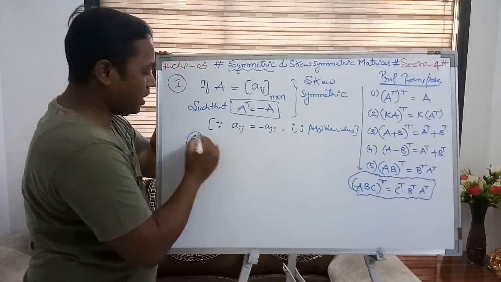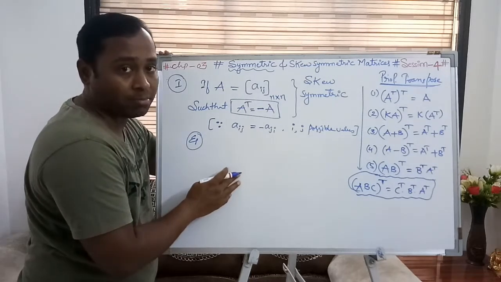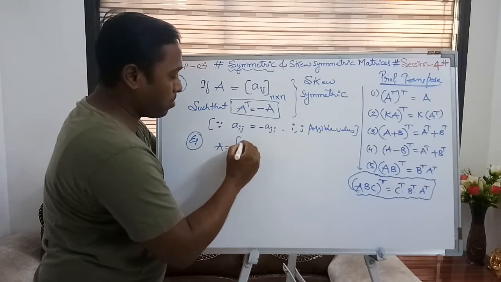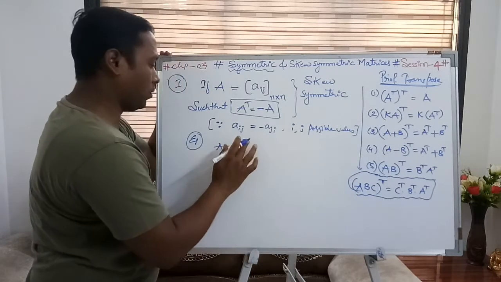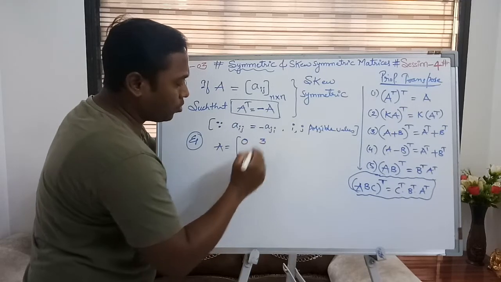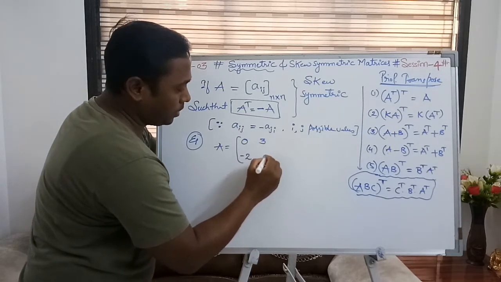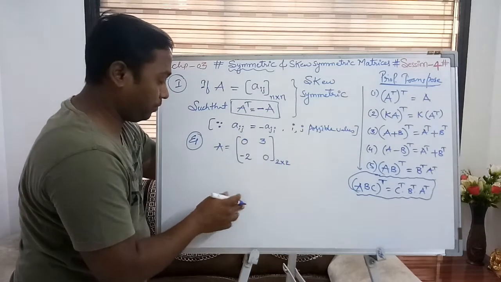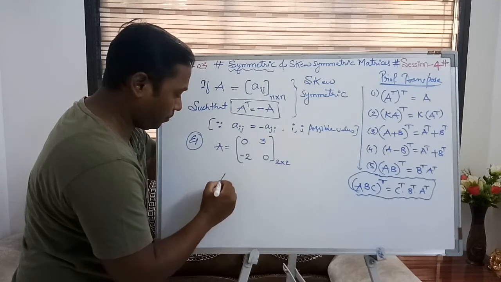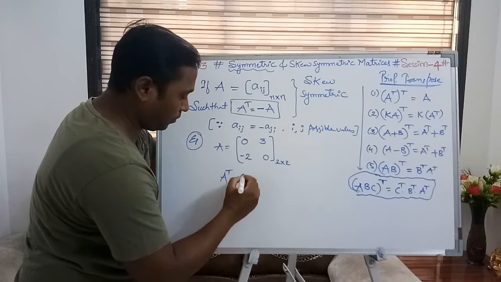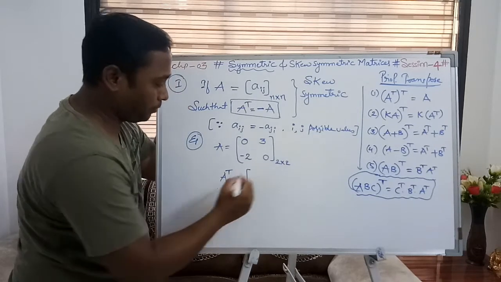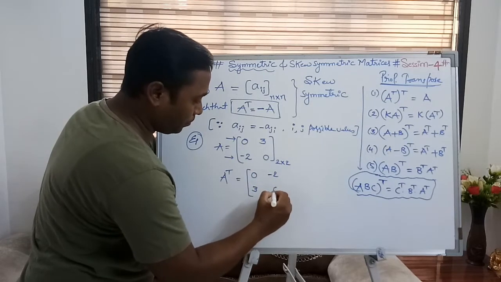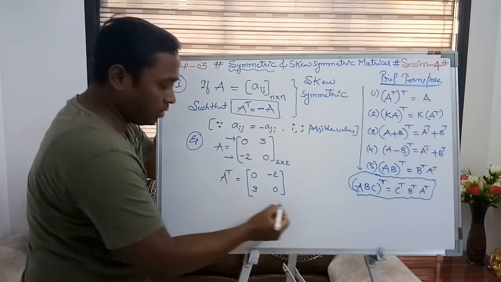Now I am taking one example to understand how a square matrix can be a skew symmetric matrix. I am taking a square matrix of order 2 by 2: 0, 3, minus 2, 0. If I do the transpose of this matrix, row 1 becomes column 1, and row 2 becomes column 2. So this is A transpose.